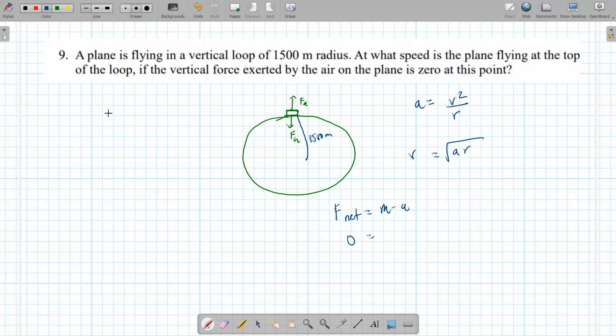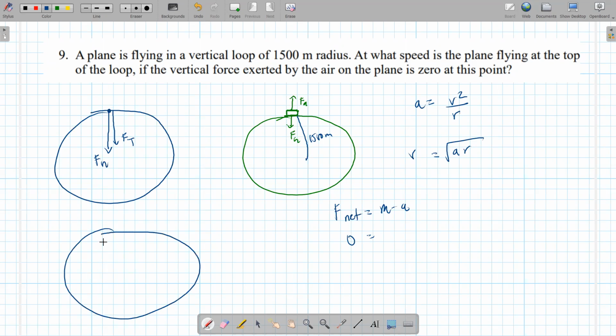So let's say this is the plane, or the rock, at the top. If it's at the top, then the free body diagram would look like this. There's an FG down, but the tension force is also downwards, if the plane or the rock is at the top.